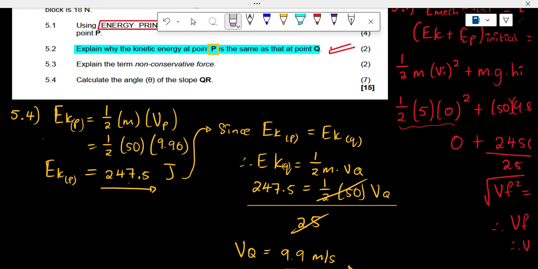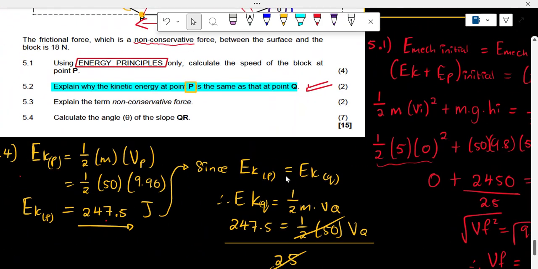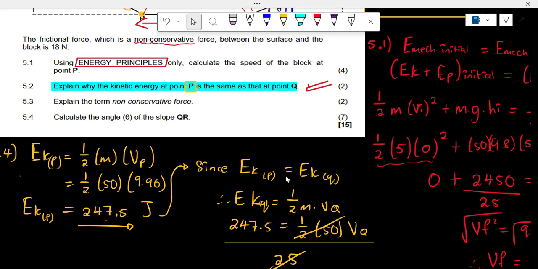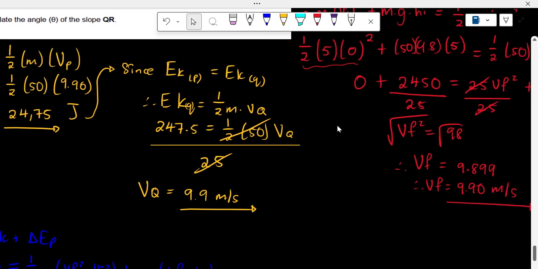So this is 5 times 9.90. So the velocity of p is 9.90, and I get a kinetic energy of 24.75 joules. And then same thing here.